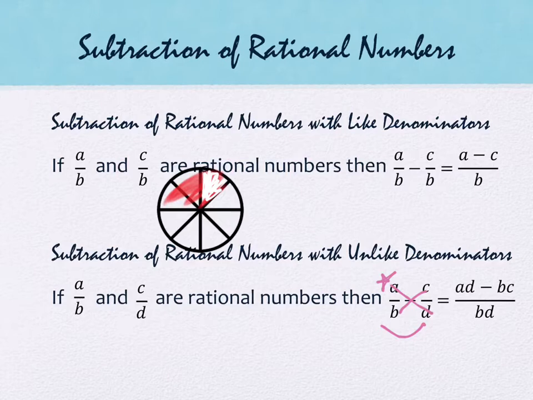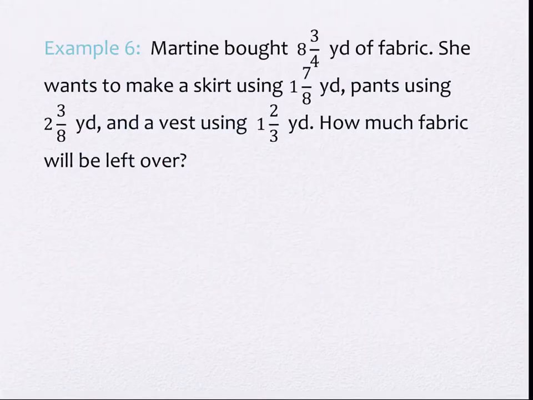All right, so we're going to do an example problem with some subtraction, and this one actually has mixed numbers in it as well. Martine bought 8 3/4 yards of fabric. She wants to make a skirt using 1 7/8 yards, pants using 2 3/8 yards, and a vest using 1 2/3 yards. How much fabric will be left over?